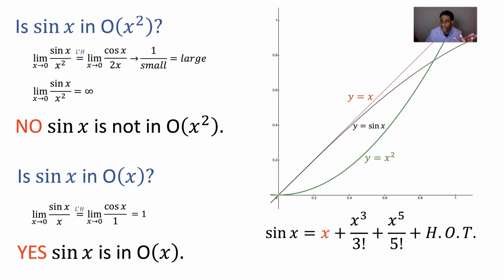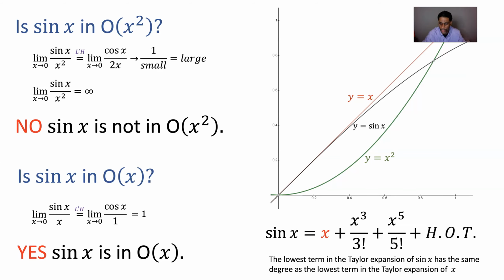But it wouldn't be, if it had been an x squared there, we could say, yeah, we're in big O of x squared. So we can look at it from many different viewpoints: limits, graphs, Taylor expansion, whatever we need to be sure to say, yes, it's in big O of g, or no, it's not in big O of g. All right, great. Let's keep this going. The lowest term in the Taylor expansion of sine x has the same degree as the lowest term in the Taylor expansion of x, which is just x itself.